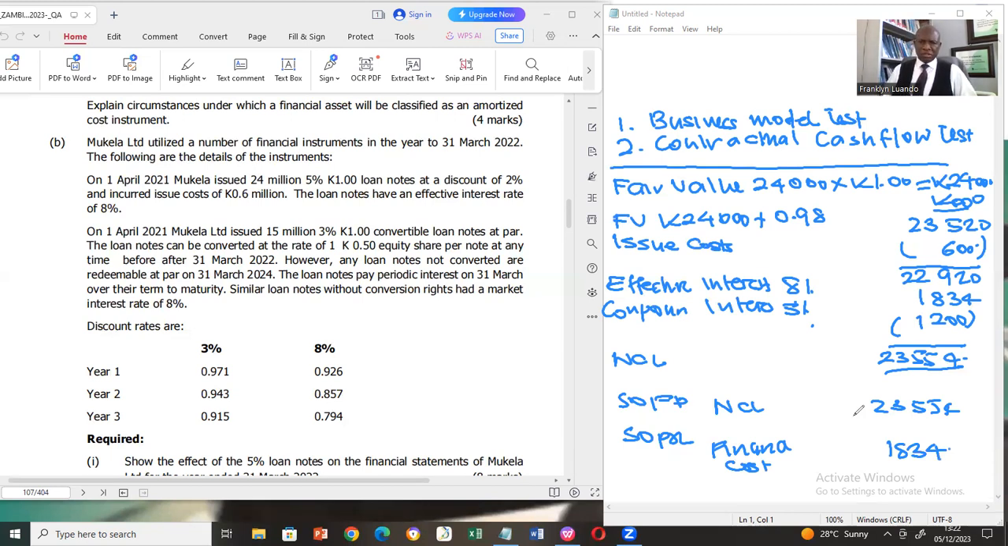This one is a convertible loan. On 1 April 2021, Mukela Limited issued 15 million, 3% 1 kwacha convertible loan stock at par. The loan notes can be converted at the rate of 0.5 equity shares per note at any time before 31st March 2022. However, any loan notes not converted are redeemable at par on 31st March 2024. The loan notes pay periodic interest on 31st March over their term to maturity. Similar loan notes without conversion rights carry the market interest rate of 8%. That should be the effective interest.